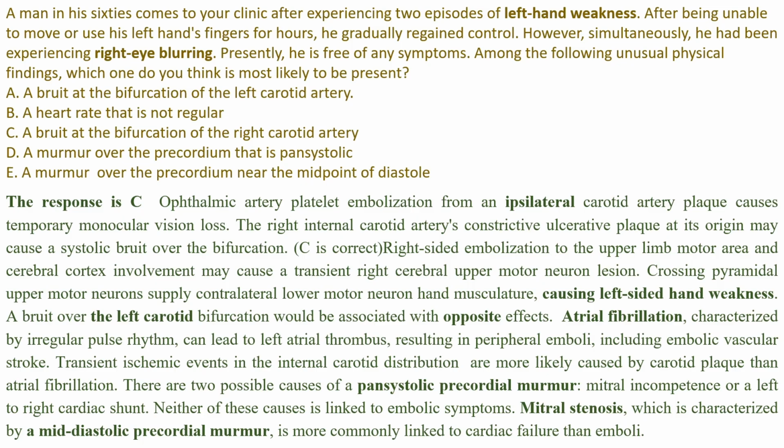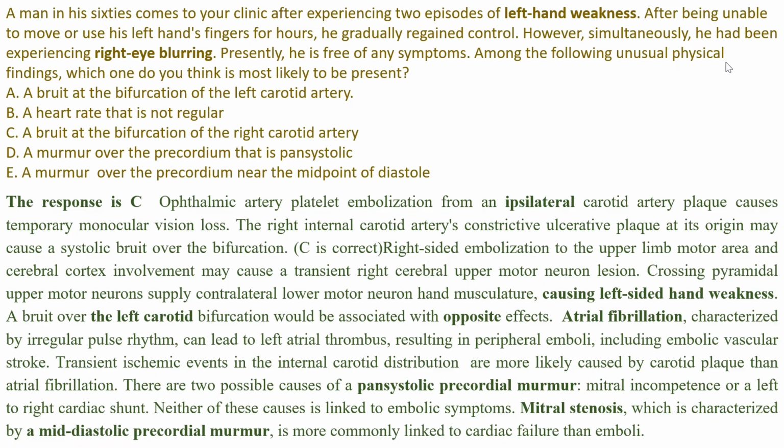Atrial fibrillation, characterized by irregular pulse rhythm, can lead to left atrial thrombus, resulting in peripheral emboli, including embolic vascular stroke. Transient ischemic events in the internal carotid distribution are more likely caused by carotid plaque than atrial fibrillation.